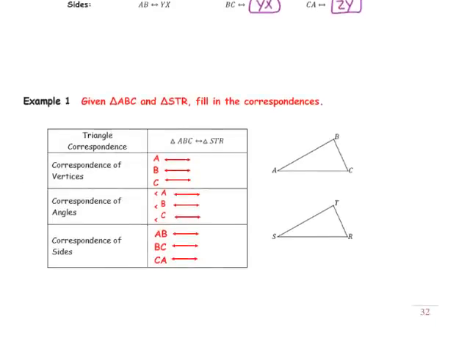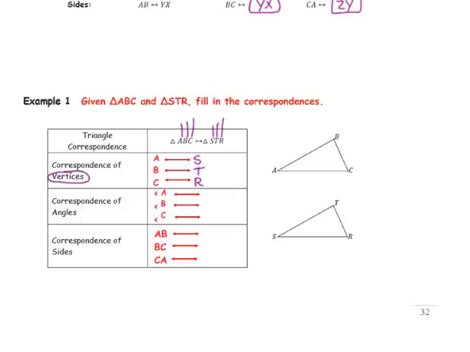Example 1. Given triangle ABC and triangle STR, fill in the correspondences. Okay, so first we'll do the correspondence of the vertices. Remember that a vertex is where two sides come together on a polygon. So we have vertex A corresponding with, so that's the first letter and the first letter, and that will be S. B corresponds to T, and C corresponds to R.